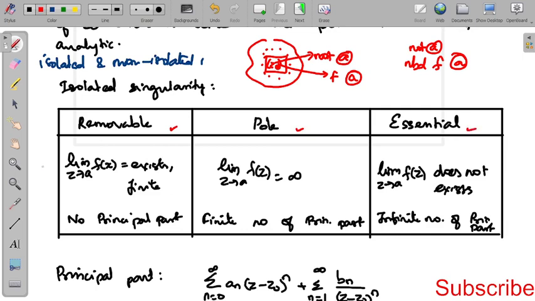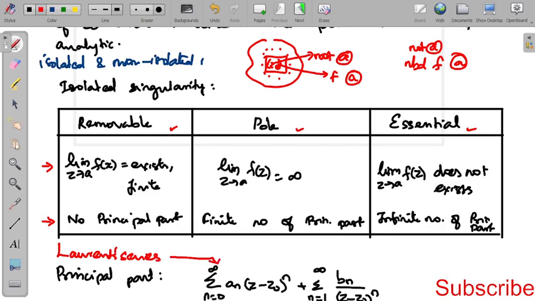Easy to find problems using these steps. That is, limit z tends to a of f of z, if that value exists and it is finite, then we can say that it is removable. Or you can see the second one. Some functions have a principal part. Principal part means that you can take it from the Laurent series expansion.